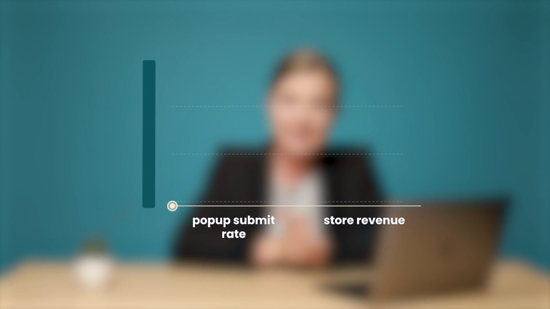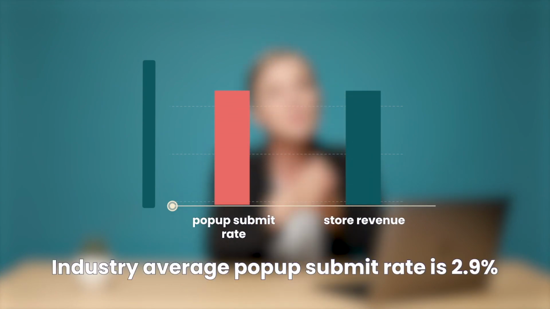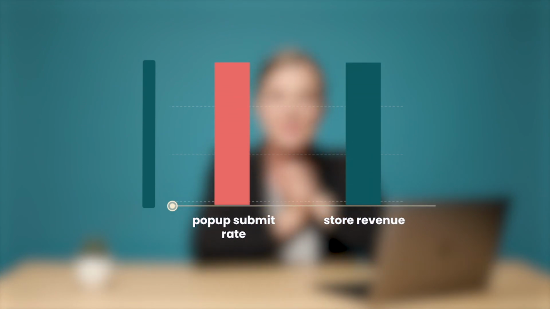Pretty cool, huh? Pop-up submit rate has a direct correlation to your store revenue, so you should be testing it a lot until you get to 10% submit rate or higher. I'm about to show you exactly how to set up those A/B tests in Klaviyo, but before we dive into the technical things and I show you the ropes, let's talk about what you can A/B test in your pop-up.